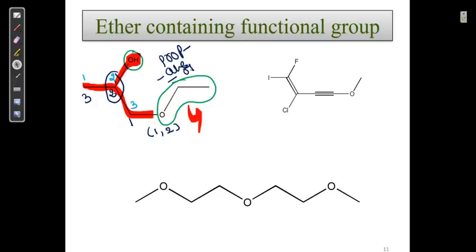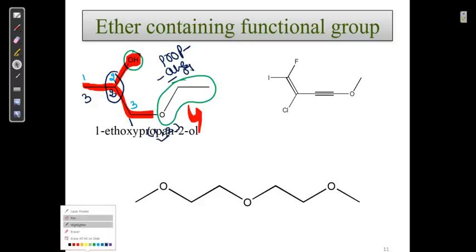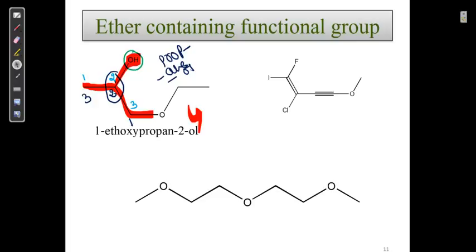The substituent is ethoxy. So 1-ethoxypropan-2-ol. Just have to erase it. So you all got it? Is it? Come here. This is the name.